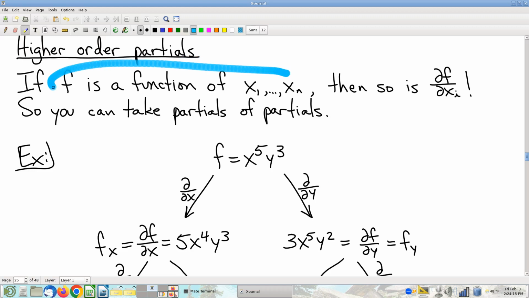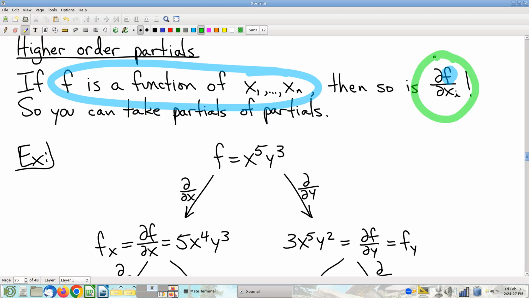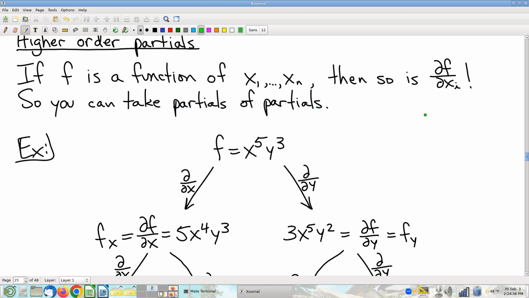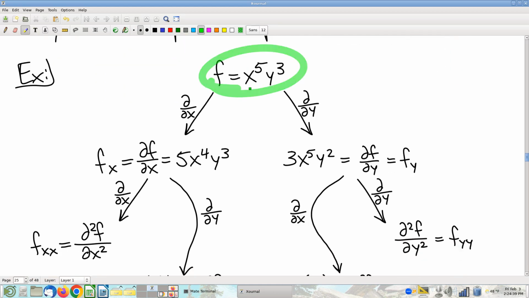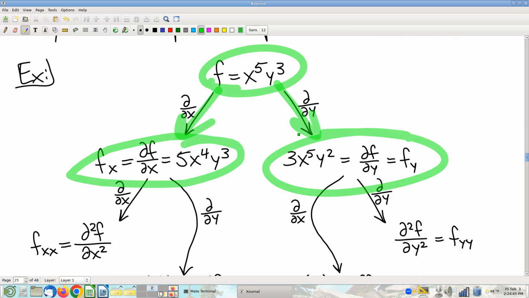Because, after all, if you have a function f of several variables, when you take its partial derivative with respect to something, the result is still a function of all those same several variables. And so you can talk about its partials. So here, as an example, for a function of two variables, I can take its x partial or its y partial. No big deal. And we've talked about these notations, so we're already good down to that point, right?